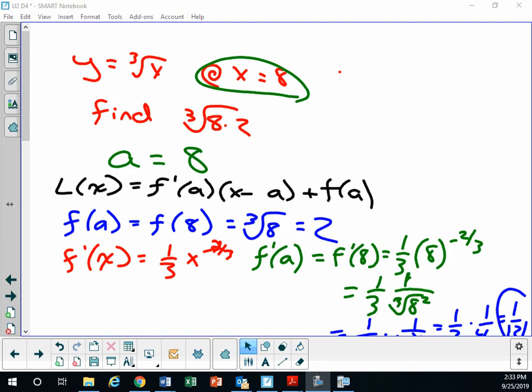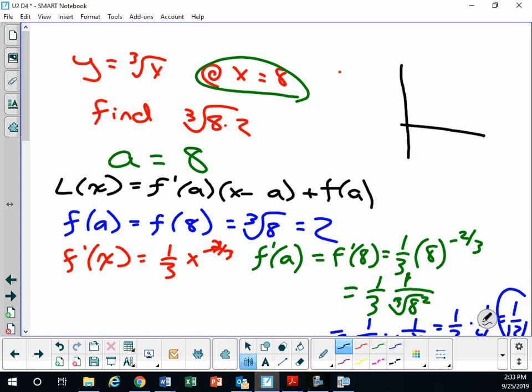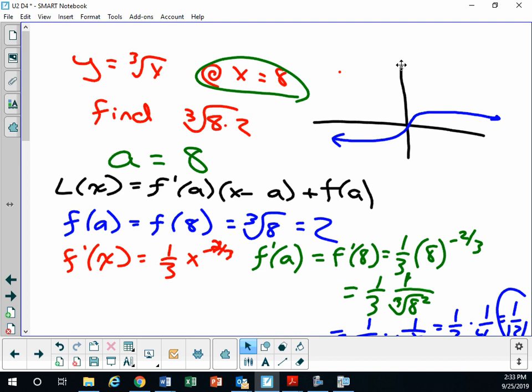We also have to decide if this is an overestimate or an underestimate. So let's talk about what the cube root of x is going to look like. When I think about the cube root of x, it should look something like this. It is positive after 0, but it looks something like this. At x equals 8, I'm over here. That graph is going to be above, so that means this is going to be an overestimate, because that tangent line is going to be above the graph. That's the question, is the tangent line above or below the graph?